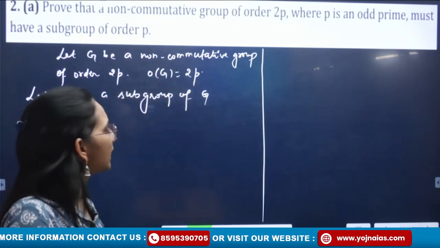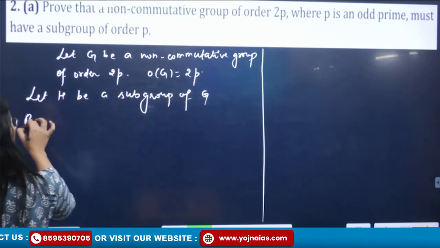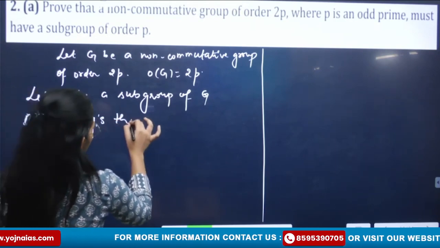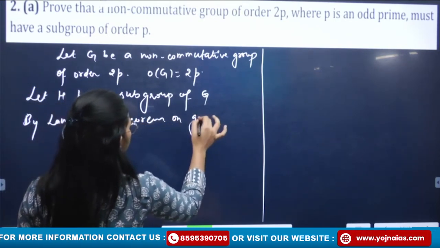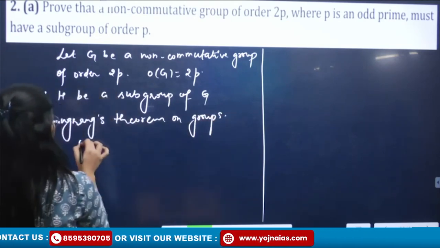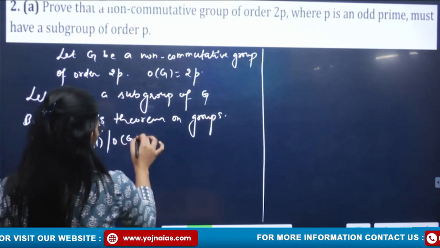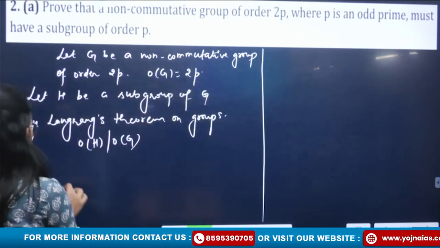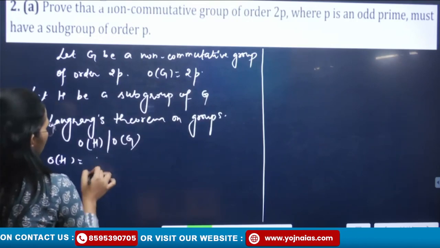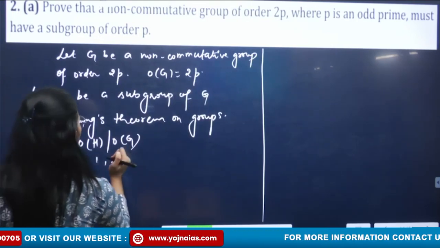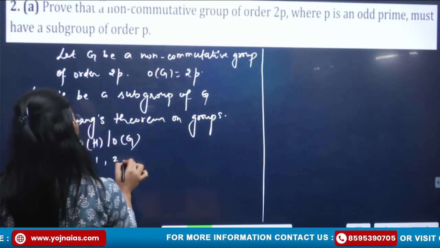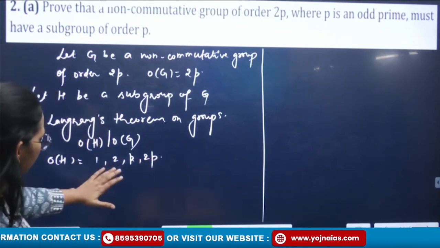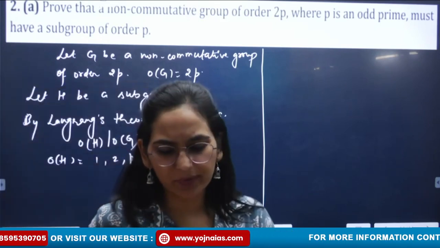If H is any subgroup, then Lagrange's theorem says that, by Lagrange's theorem on groups, which we used before in the first question only, the order of H would divide the order of G. And if it divides the order of G, and order of G is equal to 2p, then what choices can the order of H have? It may be 1, 2, p, or 2p. Then we will show that the only choice for H is that it must be p.